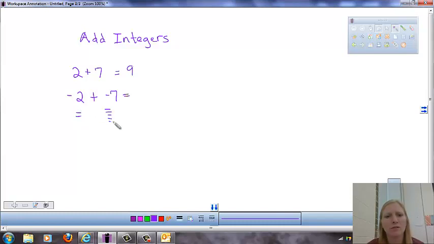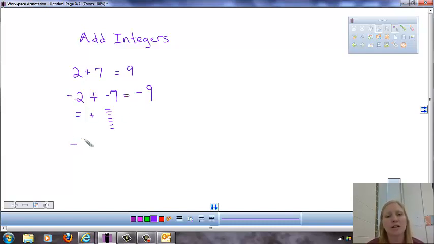Three, four, five, six, seven. And if I'm adding those together, how many do I have? So I have negative 9. So negative 2 plus negative 7 is negative 9. It's just like 2 plus 7 equals positive 9, but because you're adding negatives, your answer is negative 9.